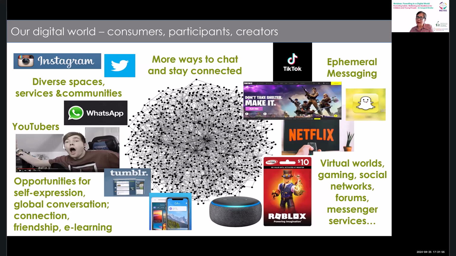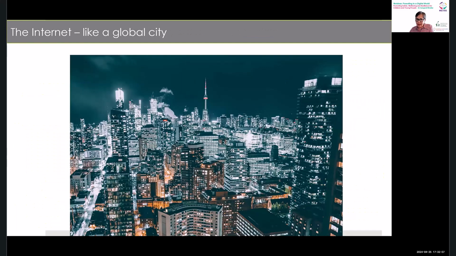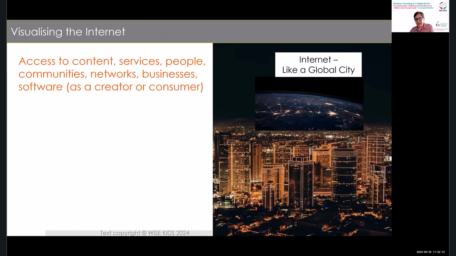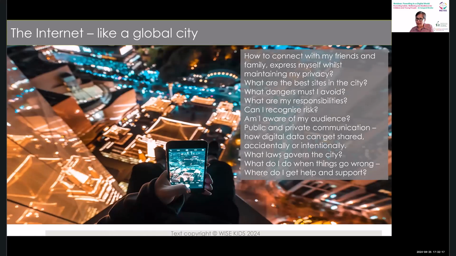And part of that is empowering them to learn about the opportunities they have for learning and connection online in age appropriate ways. So, to my analogy, the internet is like a global city. And one of the key things about that is that it gives us connection, people, content, services. But just like a global city, maybe the questions we need to think about are things like, are there laws in the city? What are the best sites in the city? What dangers must I avoid?